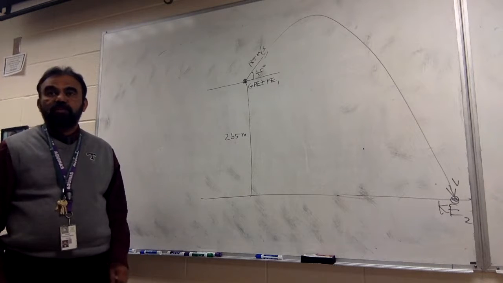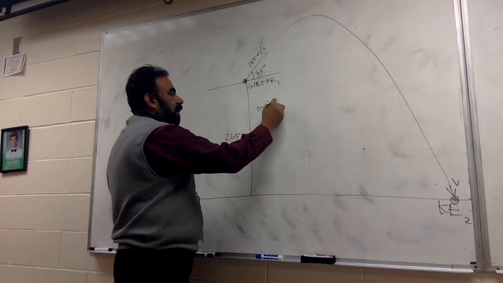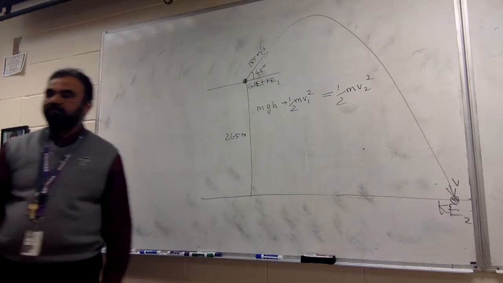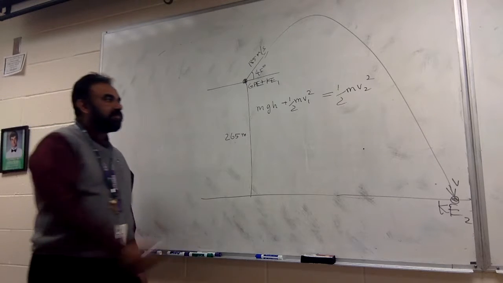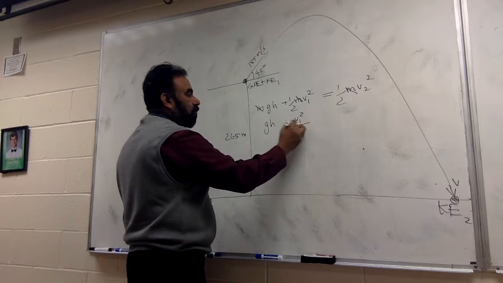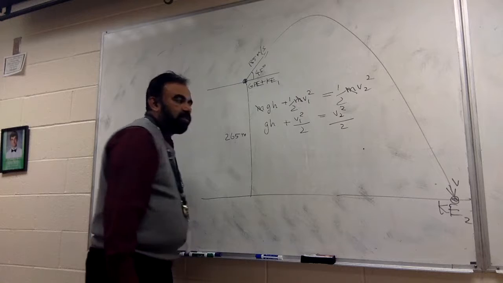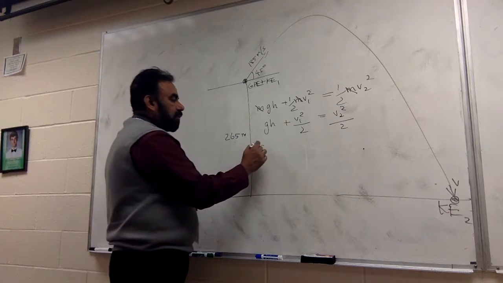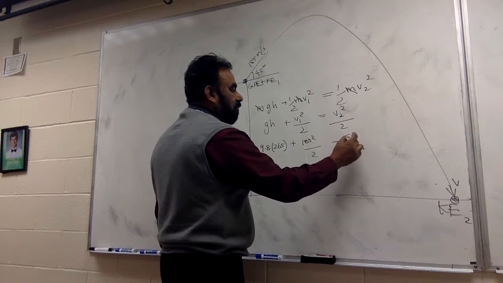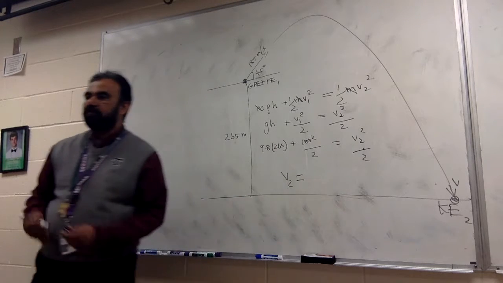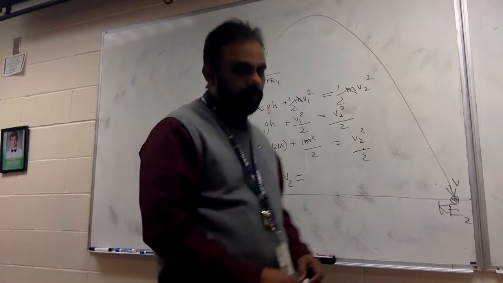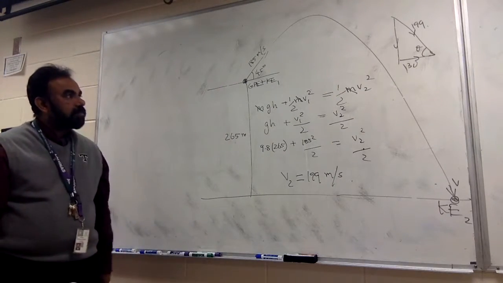Just equate it. So mgh plus half m v1 squared should be equal to half m v2 squared. That is your main energy conservation equation. And then if you knock the mass out, we have the equation gh plus v1 squared over 2 equals v2 squared over 2. You know everything on the left hand side. Substitute: 9.8 times 265 plus 185 squared over 2 is equal to v2 squared over 2. Find v2. So it is coming and hitting at 199.